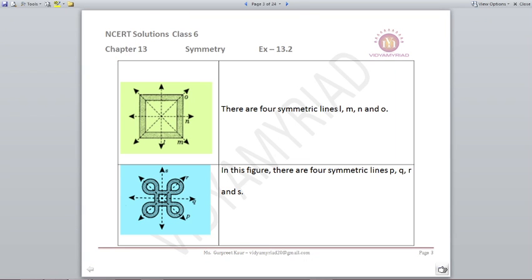In the first case, it's like a square. In a square we can make 4 lines: one standing line, one sleeping line and 2 diagonals. All will become a symmetrical shape. In the second figure also we can make 4 lines to make it symmetrical, that is PQRS.